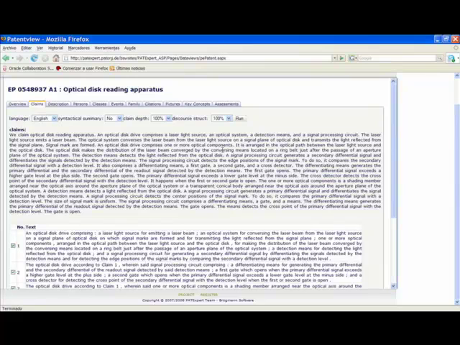We get the following paraphrase, and it's worth having a closer look at the resulting text. First of all, we should be aware that this text represents all the 9 claims here in the original. Then there's a lot of things being done with respect to the linguistic processing. If we read on, an optical disk drive comprises a laser light source, an optical system, a detection means, and a signal processing circuit.